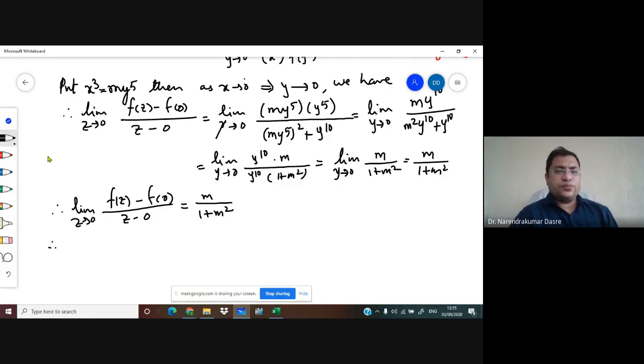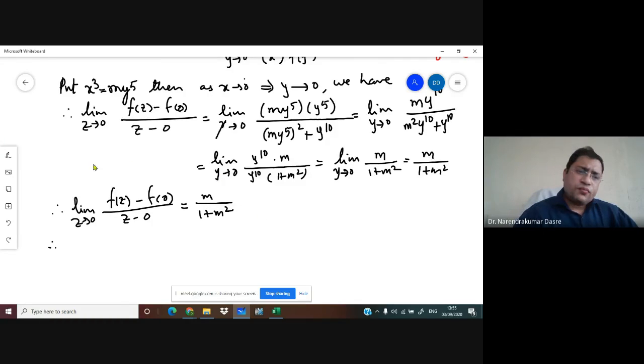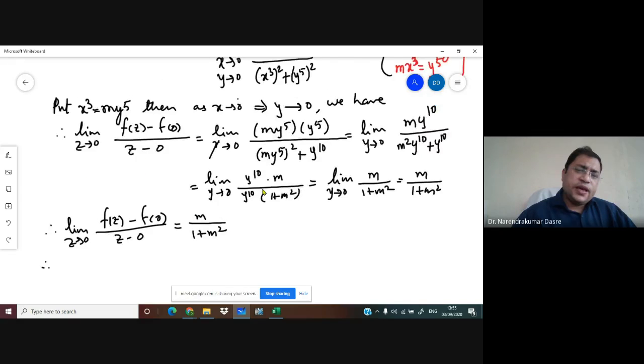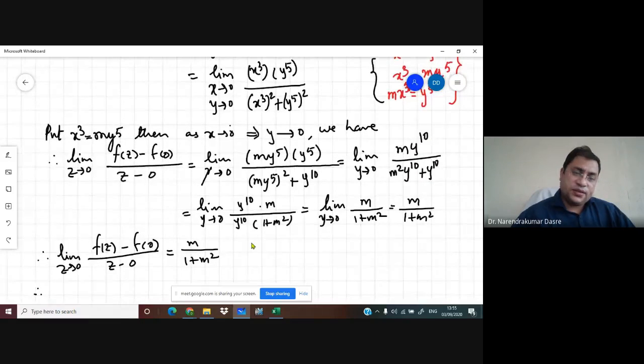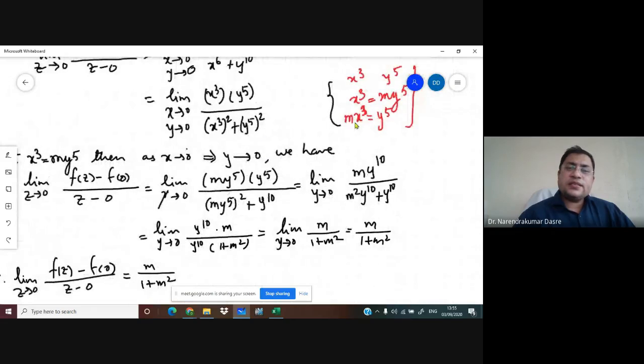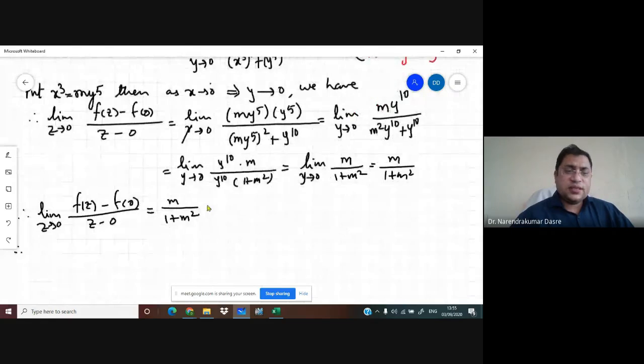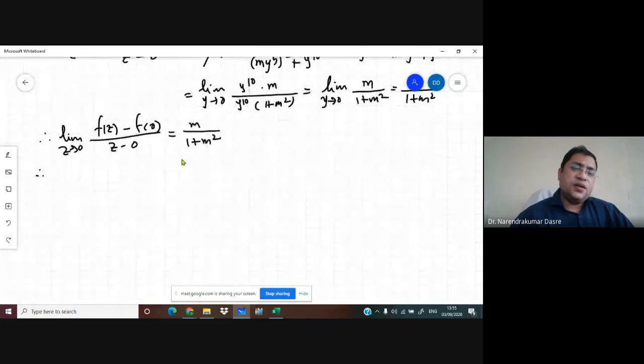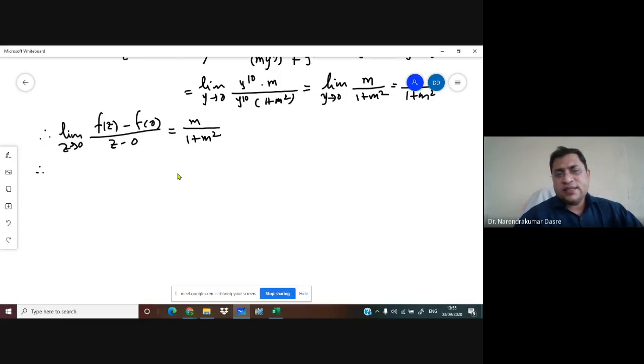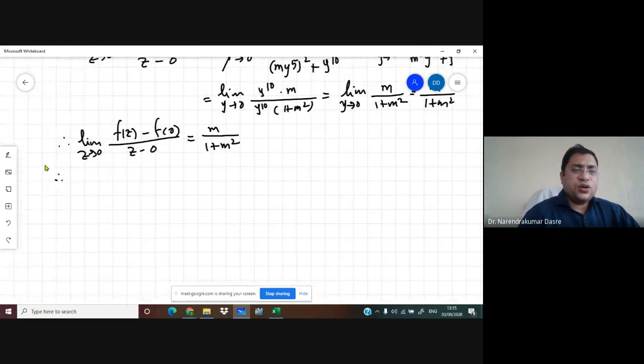Now the question is, what is the value? You can see that the basic theorem of limit is that it is independent of path. But here this limit depends on path. This limit depends on the value of m, and hence we say it does not exist. Because if you put m is equal to 1, you will have half. You put m is equal to 2, you will have 2 by 5, and so on. For different values of m, you will have different values of this limit, and hence we say this limit does not exist.